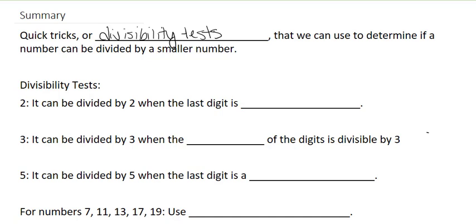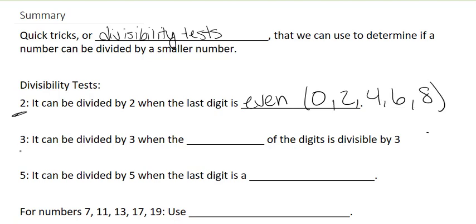So divisibility tests are 2. It can be divided by 2 when the last digit is even. So think of it when it ends in 0, 2, 4, 6, or 8. Then 3, it can be divided by 3 if the sum of the digits is divisible by 3.